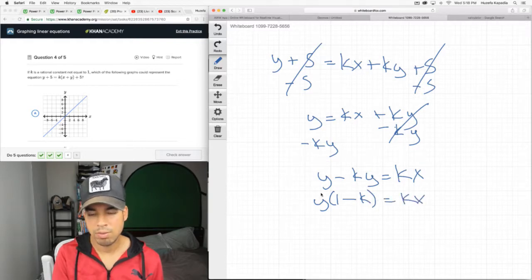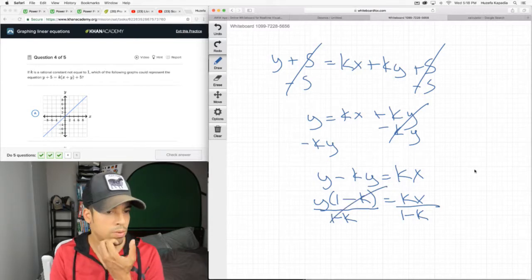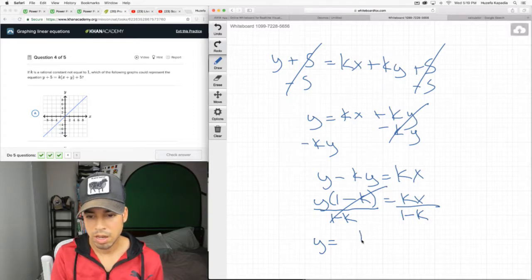Do you see how what I did here is if you redistribute the y, you'll see you get y minus ky. So all I've done is I factored a y out. And now we can divide both sides by 1 minus k. Divide both sides by 1 minus k. So what can I tell you about this line now? I can say it's y equals, let's do k over 1 minus k.